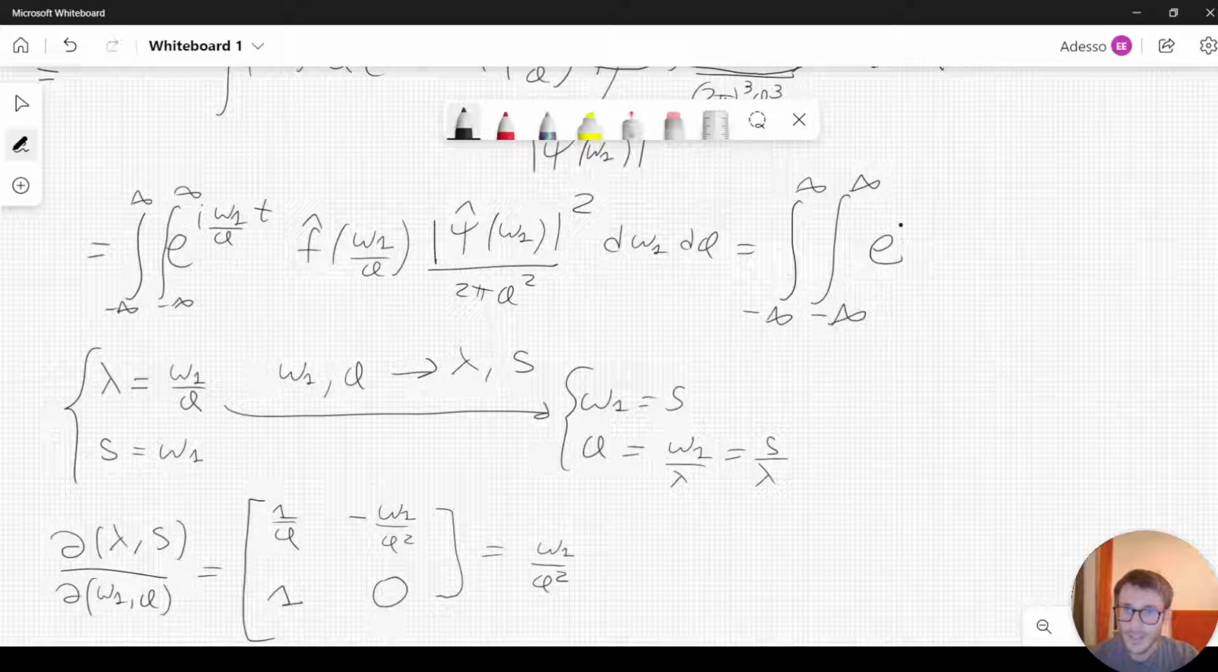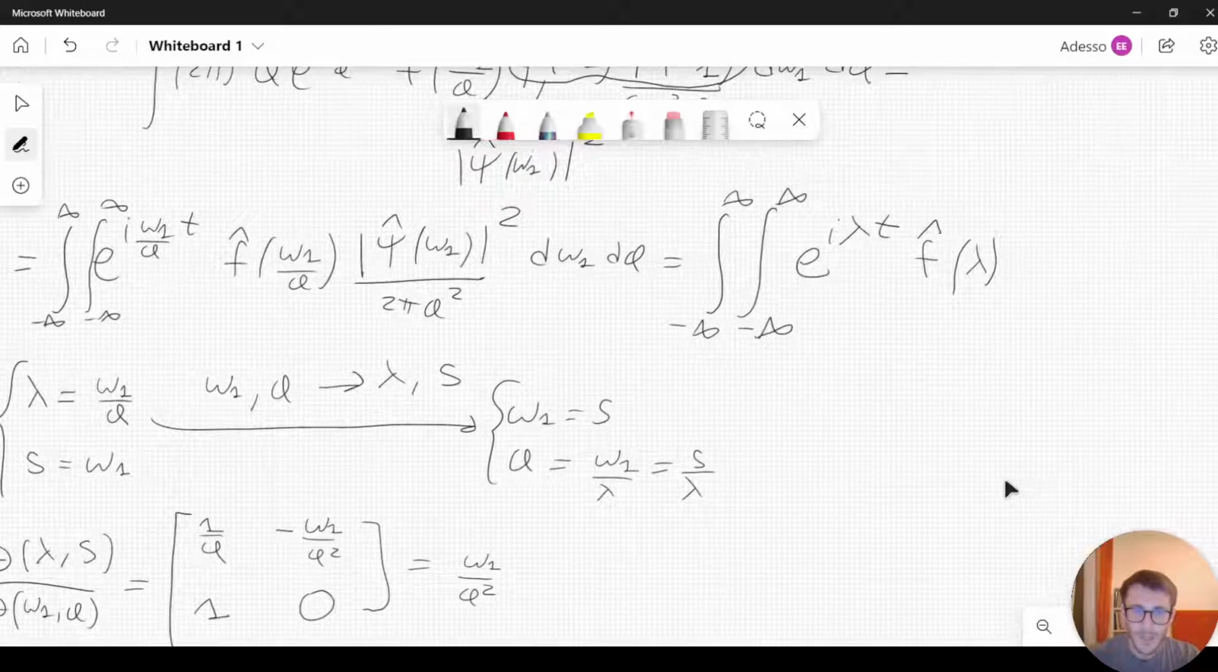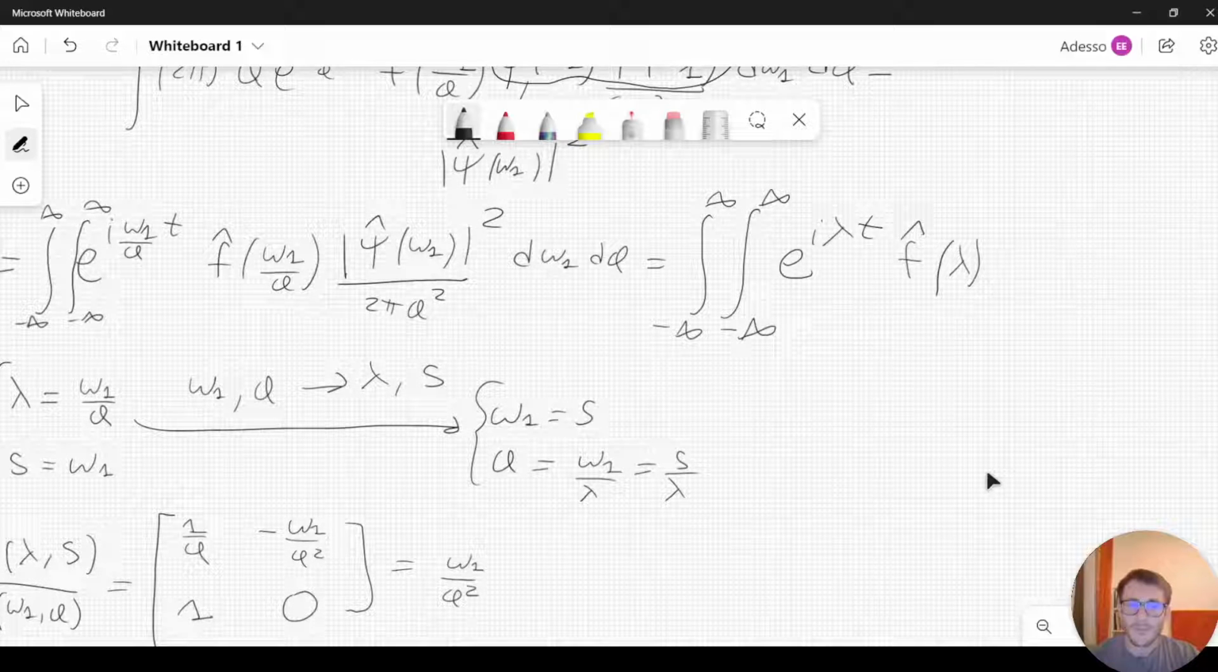And here I have e to the i omega_1 over a is equal to lambda times t. t remains equal to t, because we didn't change that. Then I have f hat of omega_1 over a, but omega_1 over a is just lambda. f hat of lambda.